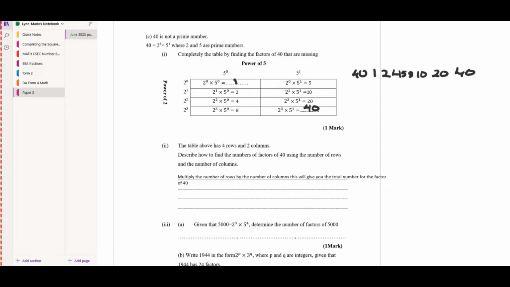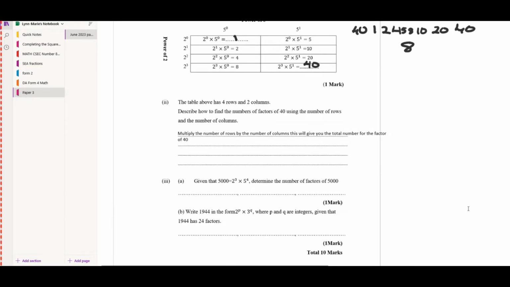So to make sure that this is correct, you can write out your factors of 40 and count them, and see how you would get 8 from the number of rows and columns. Because they ask you using the number of rows and columns. Let's do the next one.